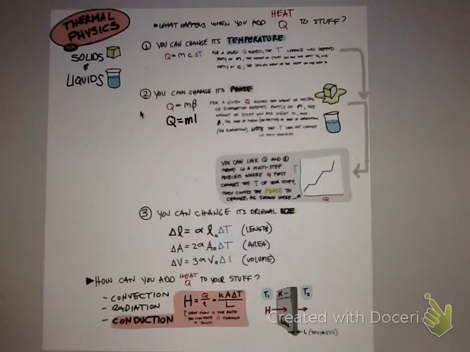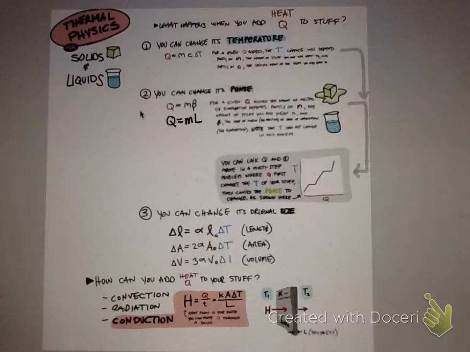Okay, this is the summary sheet that I passed out in class, and this is just a summary of some things that can happen when you add heat to a substance. First of all, it could change temperature. If you have a single state of matter, a solid, a liquid, or a gas, and you add heat to it, well, its temperature will change. The average kinetic energy of the particles will increase.